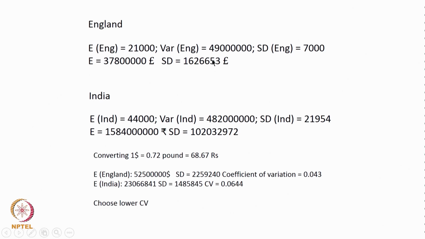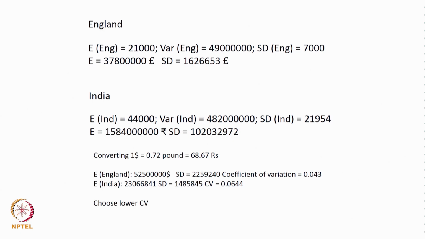Now, for India we convert it into rupees, we use that 600. So, the variance and standard deviation figures are given here in rupees, and then we convert $1 equal to 0.72 pounds and $1 is 68.67 rupees to make a comparison in a third currency, just to understand the idea of multiplying. And then we realize that for England expected value is $525,000 and standard deviation with a coefficient of variation of 0.043.